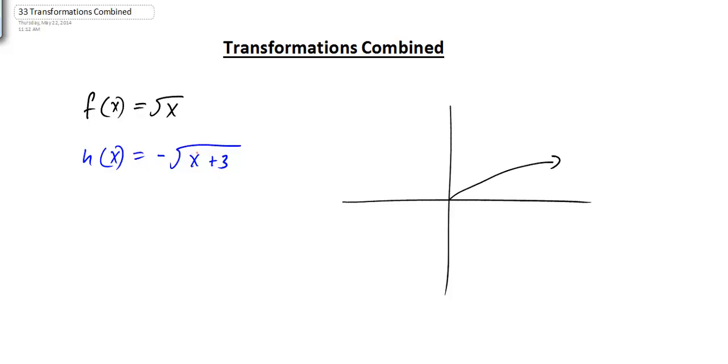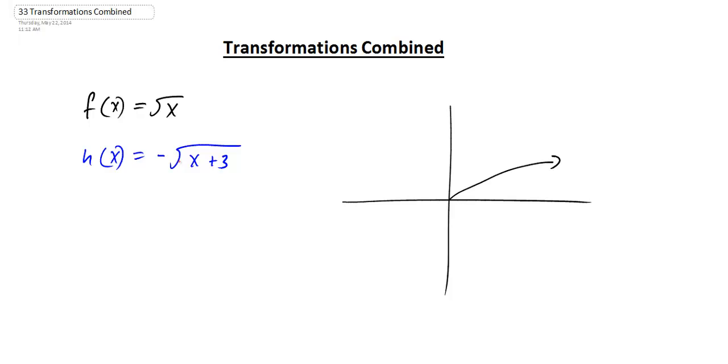Now, we know the inside of the function, the plus 3, is going to move the graph left or right. That's a horizontal shift. The negative out front is going to cause a reflection, and because it's in front of the whole function, it's going to be a reflection in the x-axis because we're changing the signs of our y values. Now, the order that we perform this does make a difference.